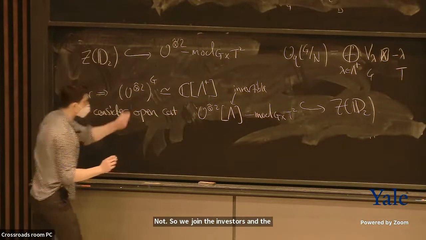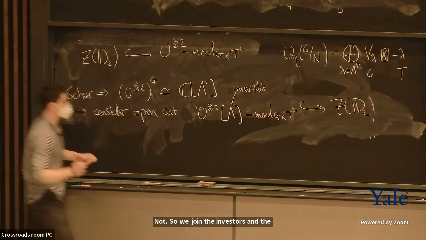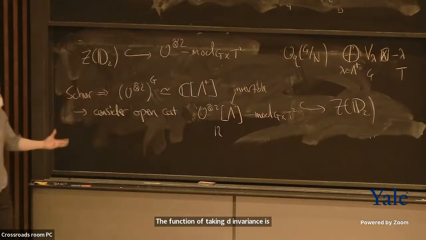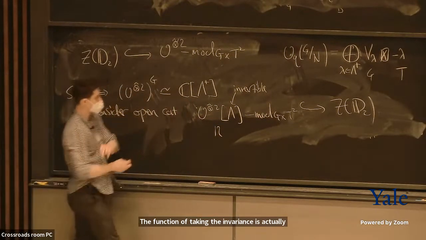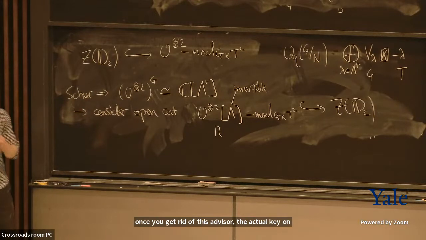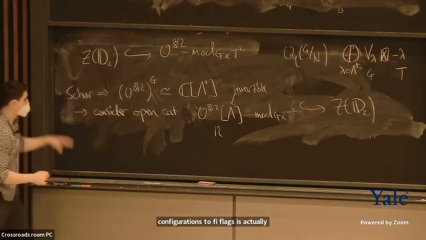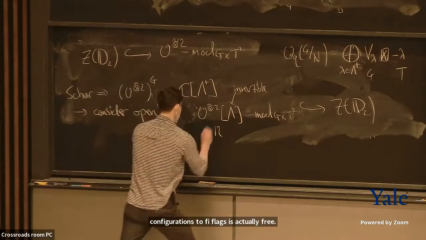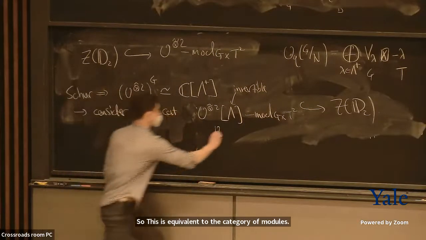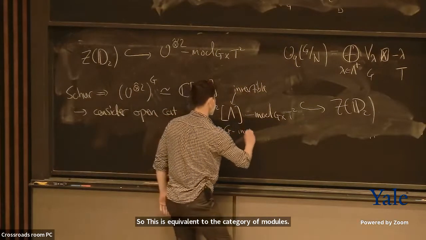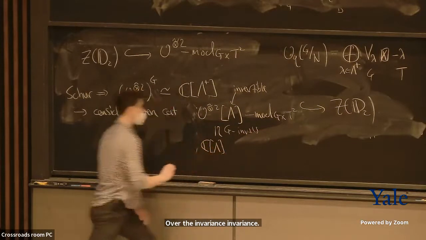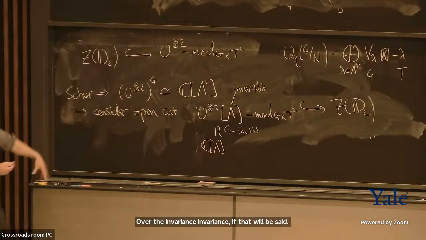And the key point is that on this open subcategory, the functor of taking G invariants is actually conservative. Classically, it corresponds to the fact that once you get rid of this divisor, the action of G on configurations of two affine flags is actually free. So this is equivalent to the category of modules over the invariants, taking G invariants. And by what we said, this is equivalent to the category of modules over this torus.